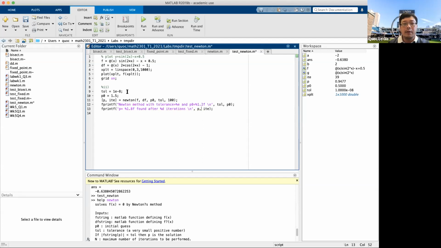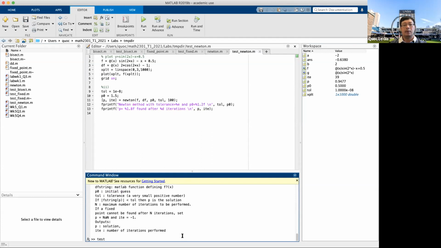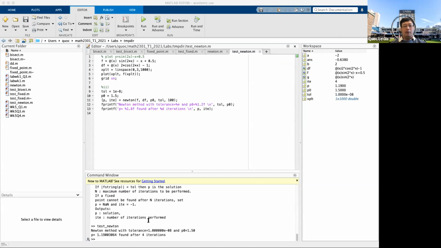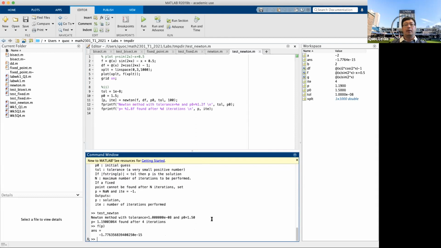Okay, and see whether we can run this. Suppose I save it and I run it, test Newton. You see, it found a solution after 4 iterations, 1.1900 something. And you can check it is a solution, because if I put in f of p, then it is close to machine error, 1 times 10 to the minus 15. And after only 4 iterations, very fast, okay?